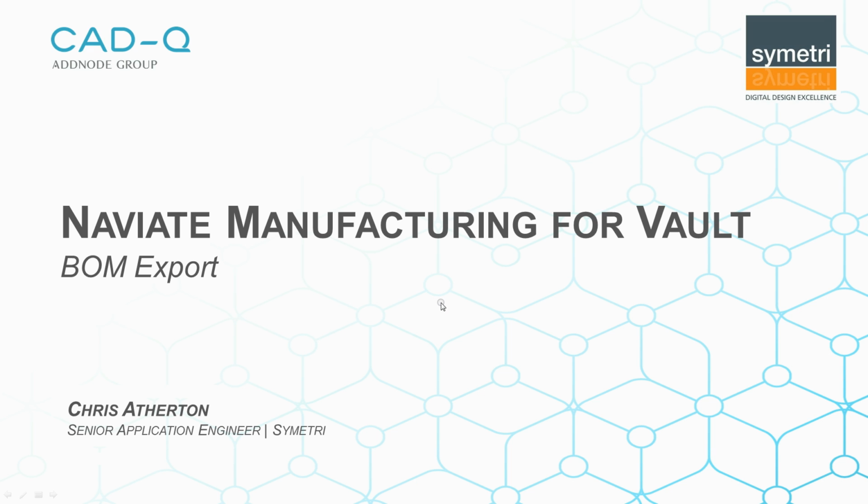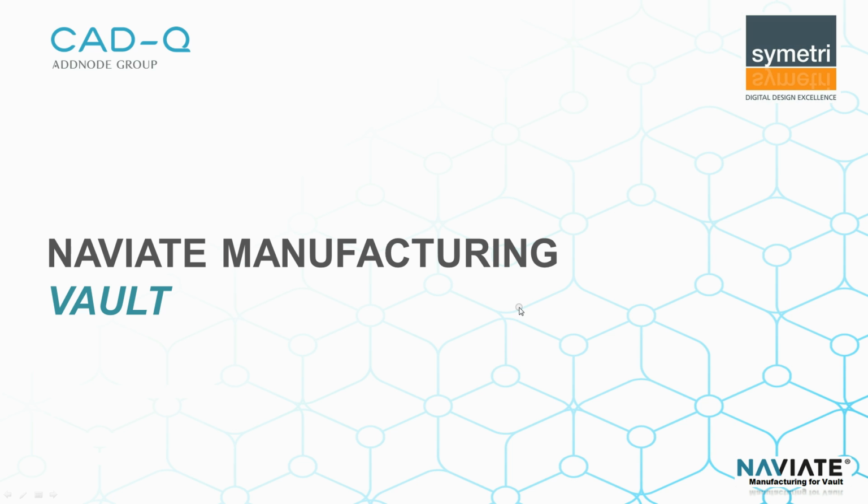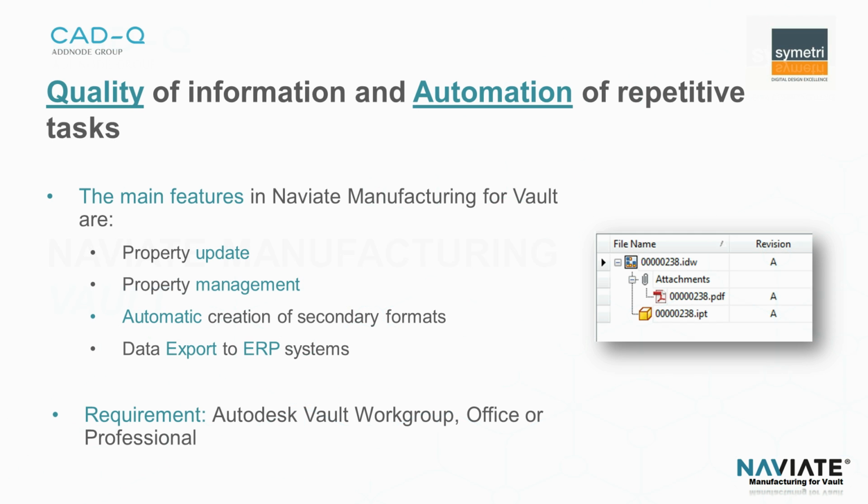I'll say in this video we're going to be focusing on the BOM export of Naviate. Naviate is a collection of tools which can integrate with Inventor, with your job processor, with Vault, and with many other of the Autodesk tools such as Revit. In this example we're going to be looking at the Vault side only.